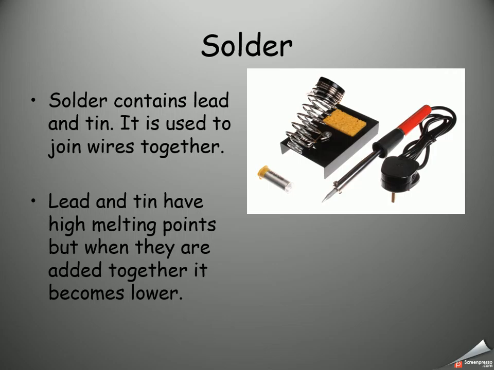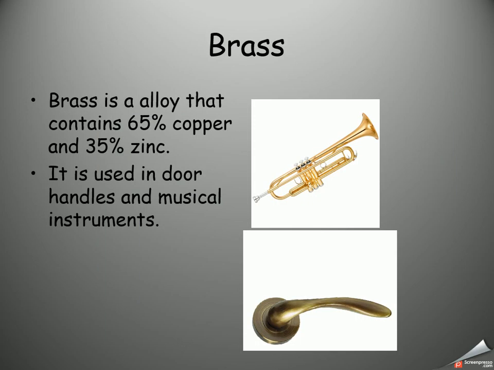Why is that useful? Well, that means that you can melt it really easily with a soldering iron, and it turns into a liquid. And while it's still a liquid, you can put that liquid next to two wires, get the two wires to join, and then once it cools down, it will join the wires together. So that is solder. Guys, please go through those three, and there's one more, which is amalgam.